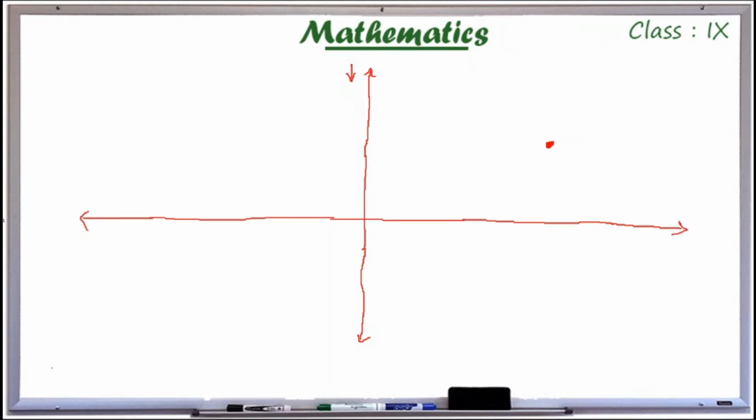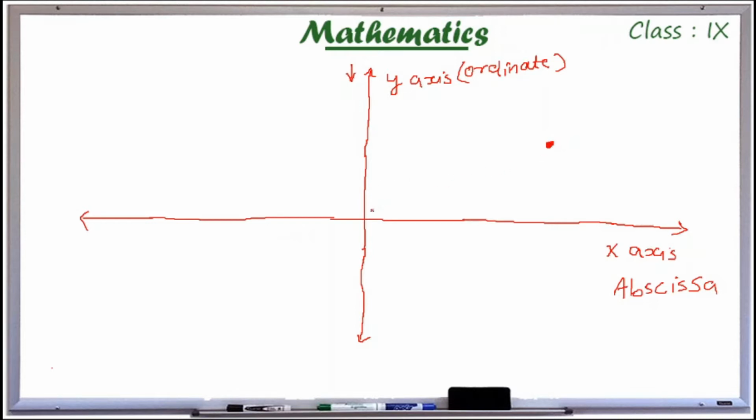This horizontal line is called the x-axis, or abscissa, and the vertical line is called the y-axis, or ordinate. Abscissa and ordinate, or x-axis and y-axis. So we have two axes here for giving a name to a particular point.